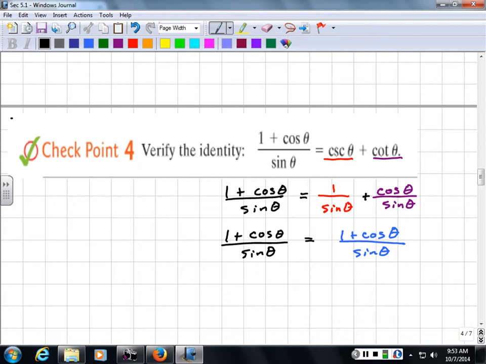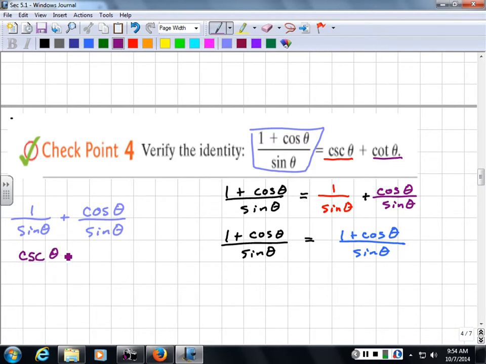Okay, yeah, I would break it apart because I've got (1 plus cosine theta) over sine theta, which means that sine theta is your common denominator. So I could have taken this whole thing and just rewritten it as 1 over sine theta plus cosine theta over sine theta. And I know that 1 over sine theta is going to give me cosecant theta. And then cosine theta over sine theta is cotangent theta, and I've done it.